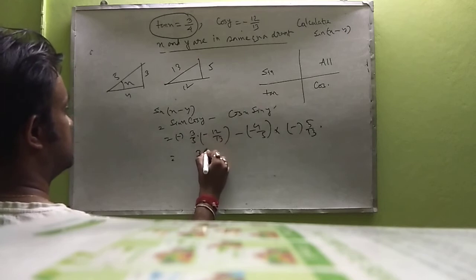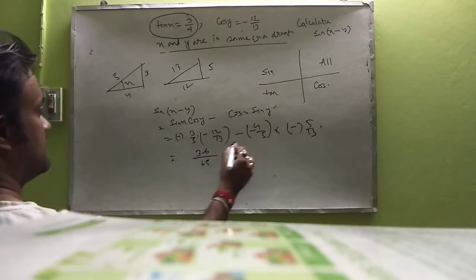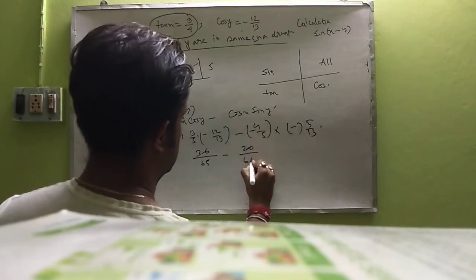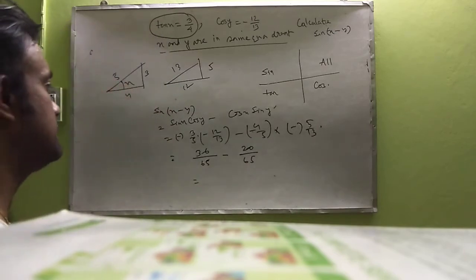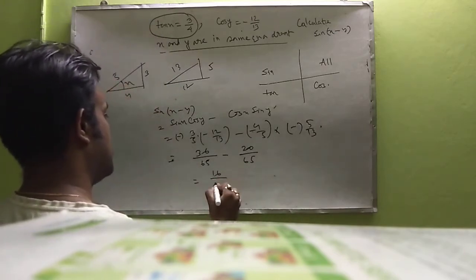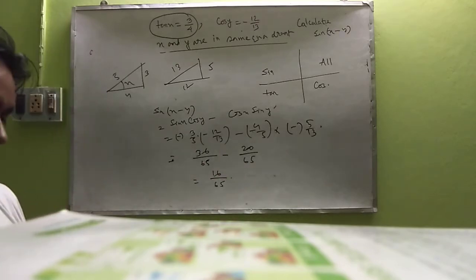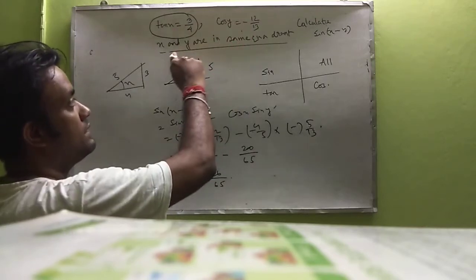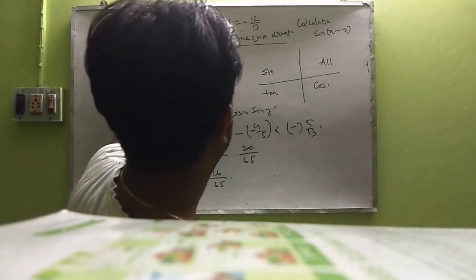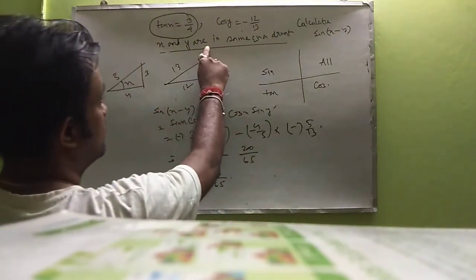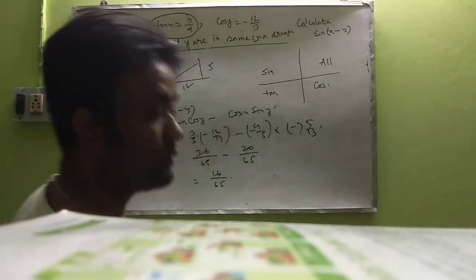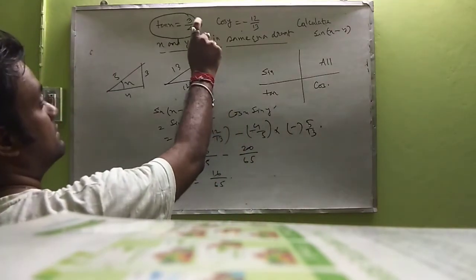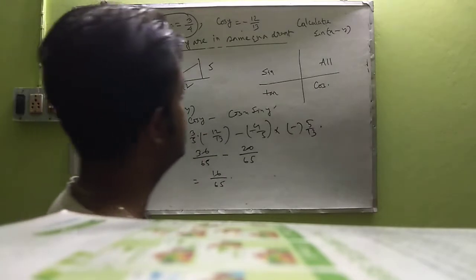So 36 by 65 minus plus minus 20 by 65, that is 16 by 65. So you must follow this: this is positive and this is negative, and this condition you have to follow, which is x and y are in the same quadrant. This is the most vital statement of the question.